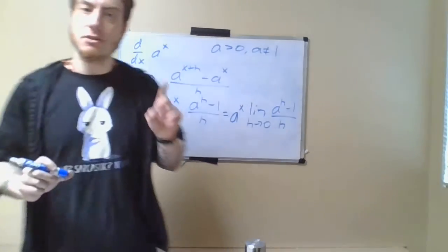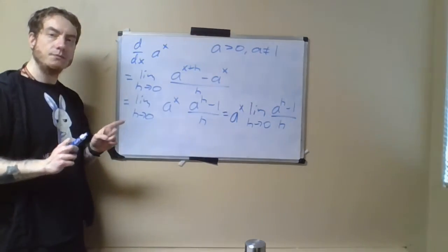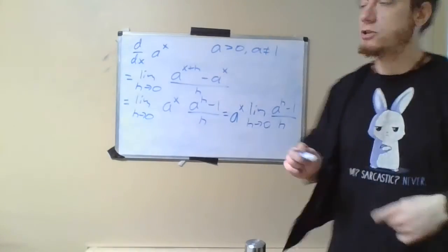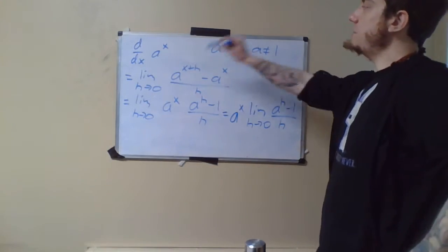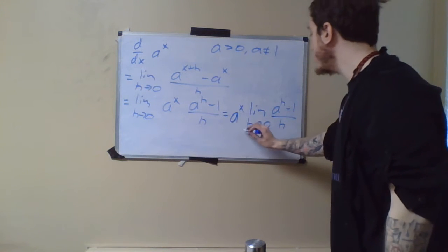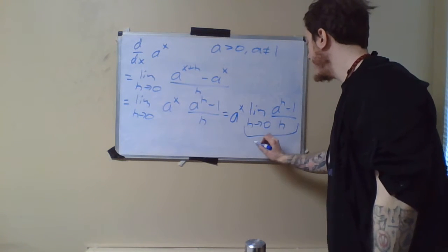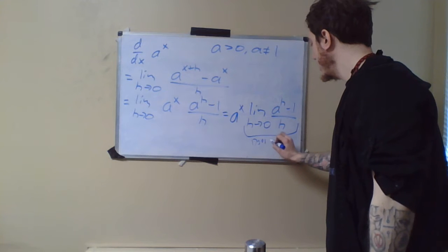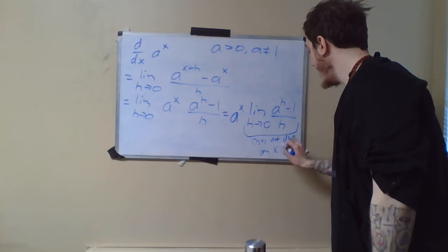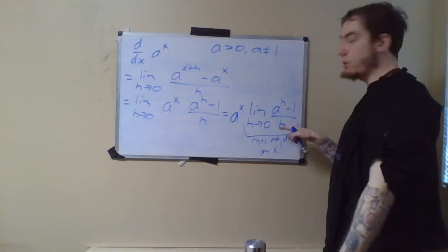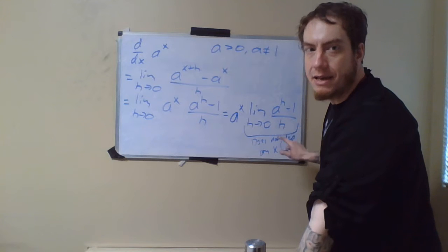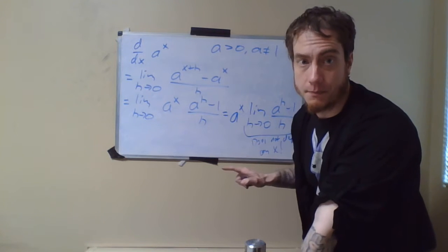Now, this is really, really cool. Why is this really cool? Because what we have shown is that the derivative of a to the x is a to the x multiplied by something which does not depend on x. Like, this is literally just going to be some number. Assuming that it exists, this is just some number.